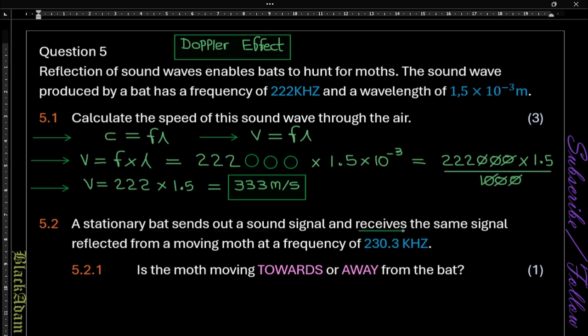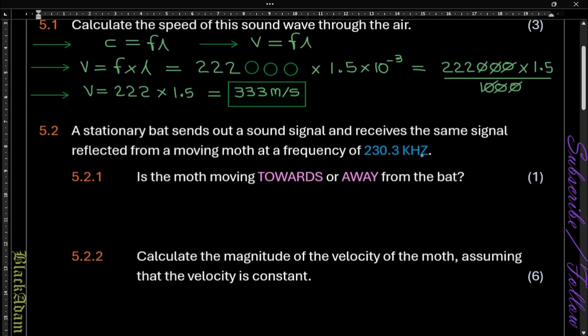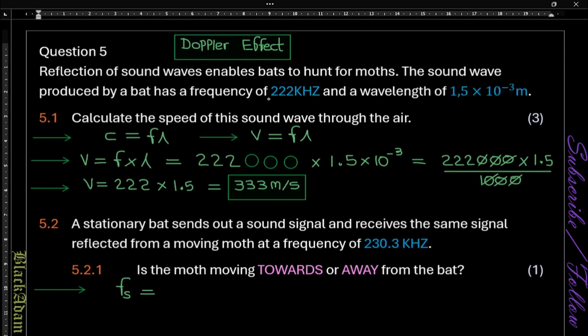A stationary bird sends out sound and receives the same signal reflected from a moving moth at a frequency of 230 kilohertz. So that's the stationary bird. We're talking about the bird there. The bird is the one emitting the frequency, not the moth. So the frequency of the source is 222 kilohertz.